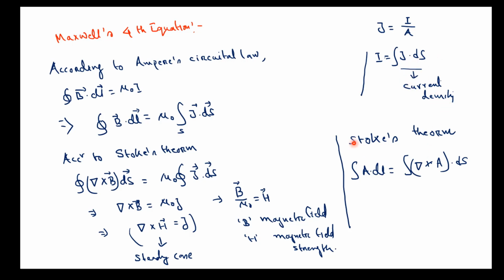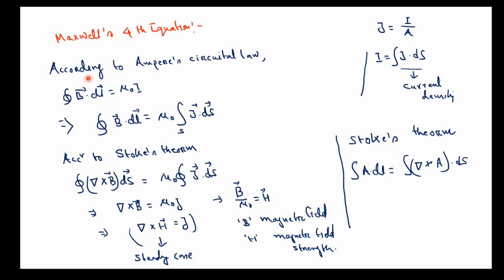One more formula is the Stokes theorem. The formula is the integral of A dot dl equal to the integral of del cross A dot ds. If I want to convert a line integral to a surface integral, I use the Stokes theorem.